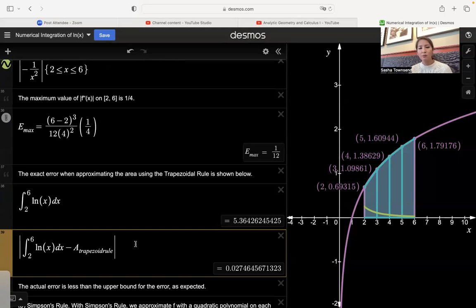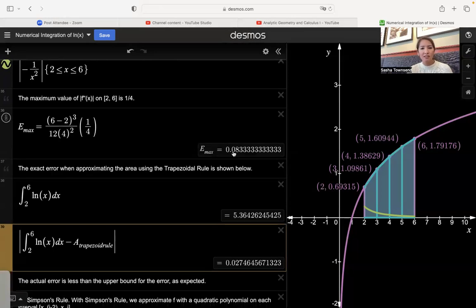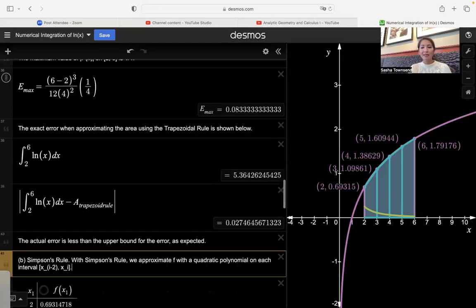If we look at the difference between our approximation using the trapezoid rule and the value of the integral using the Desmos numerical calculator, then we get this value of 0.027. So the maximum value of our error was 0.083, and the actual error is much less than that. It's 0.027 approximately.